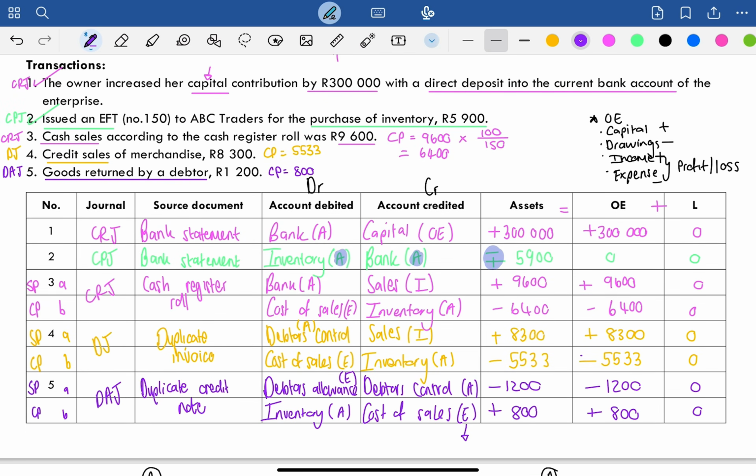And once again, like I said, I would say number 3, 4, and 5 are probably the most popular transactions. So make sure you almost know them off by heart so that there's no chance of you getting it wrong.